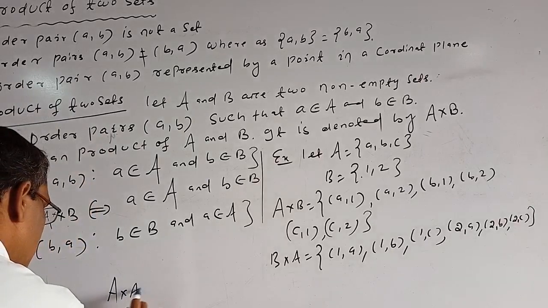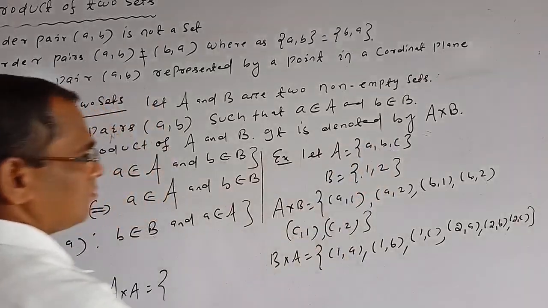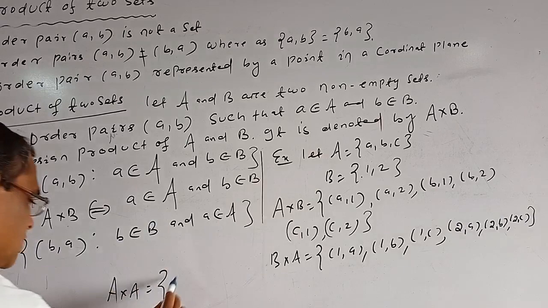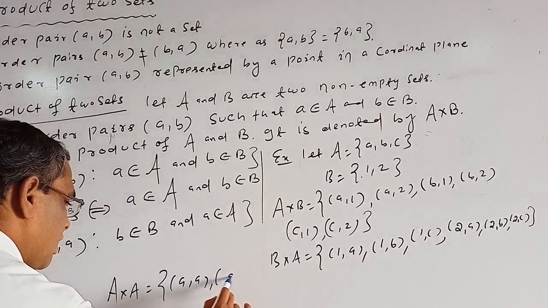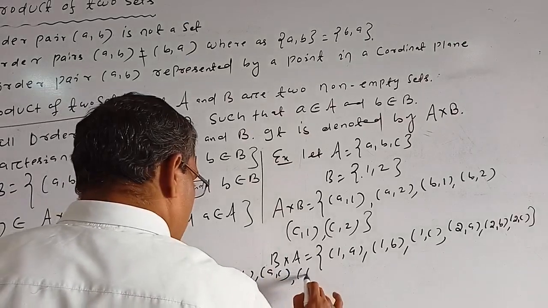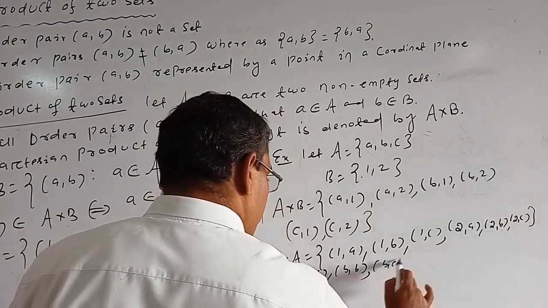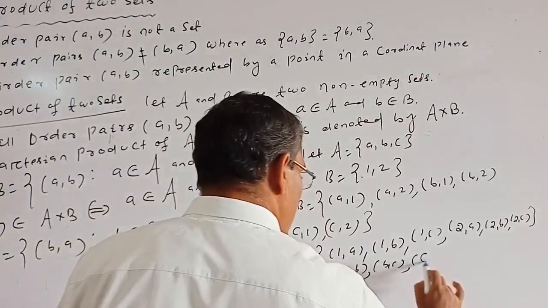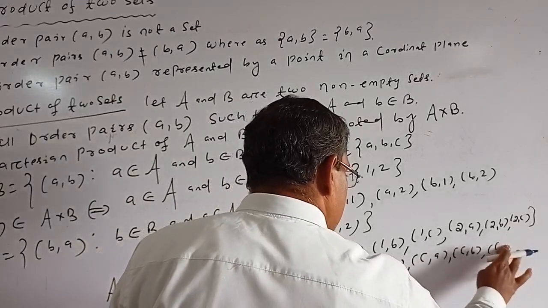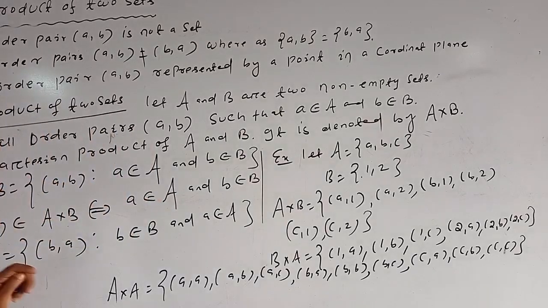So what is A cross A? A cross A means the elements of A make ordered pairs with itself. That is AA, AB, AC, then BA, BB, BC, then CA, CB, CC. Okay, so these are known as A cross A.